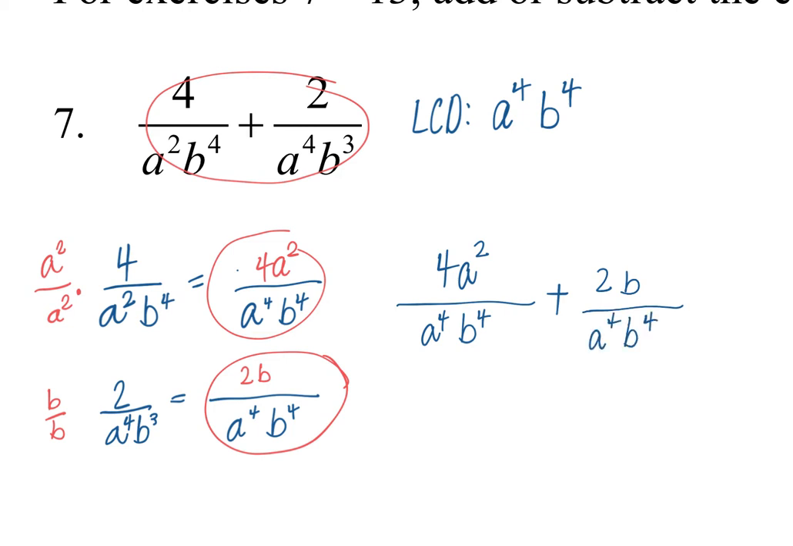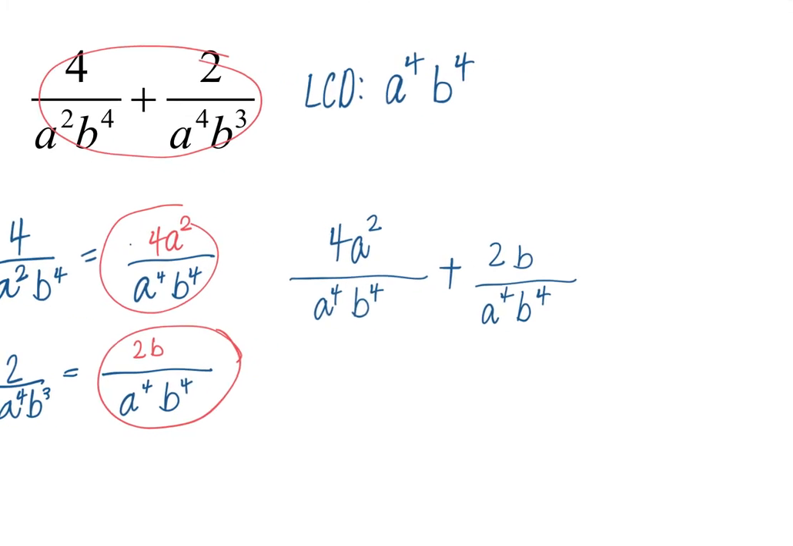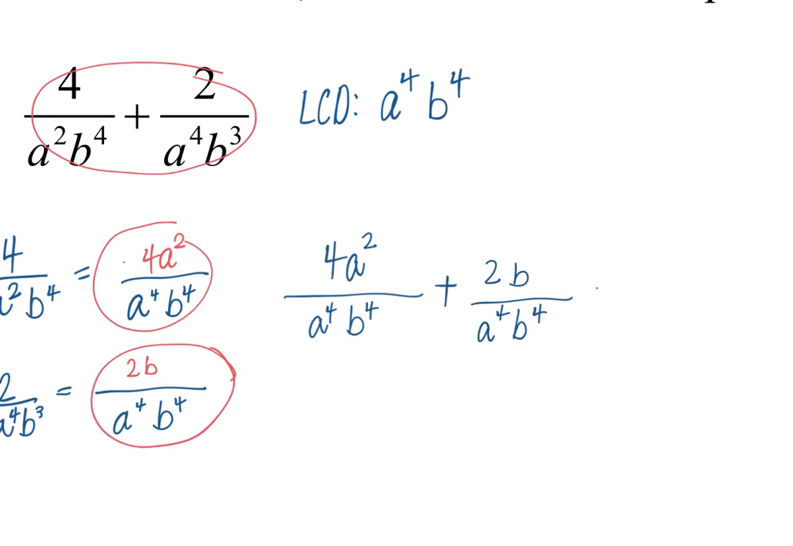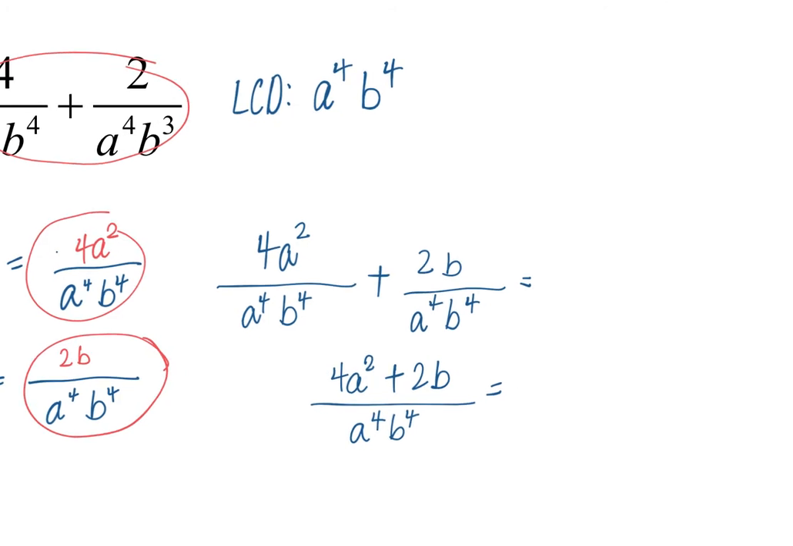And now, since we have the same denominator, we can write that as 4a squared plus 2b. Now, we want to make sure it's factored so that we know nothing will cancel, or we will see what could possibly cancel. We can factor out a 2 and be left with 2a squared plus b.